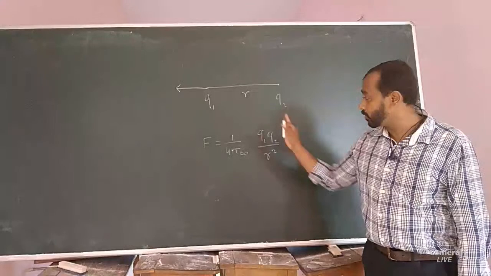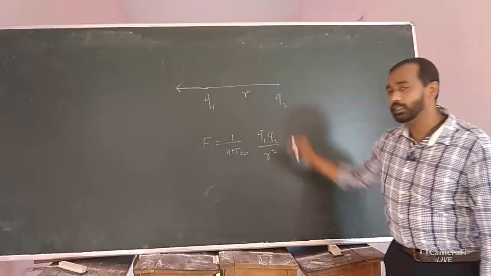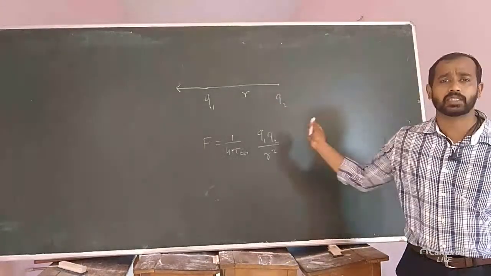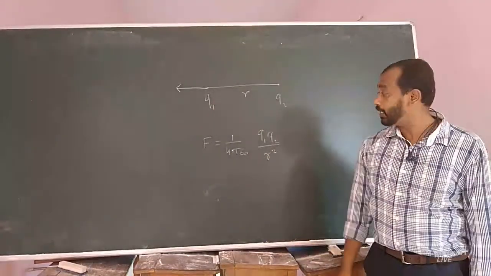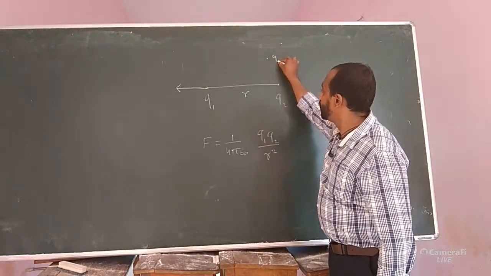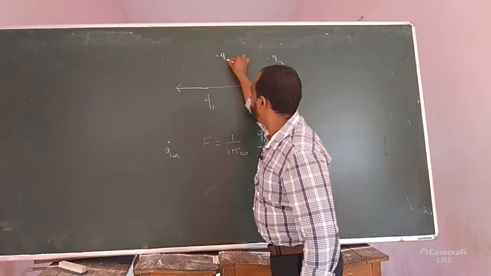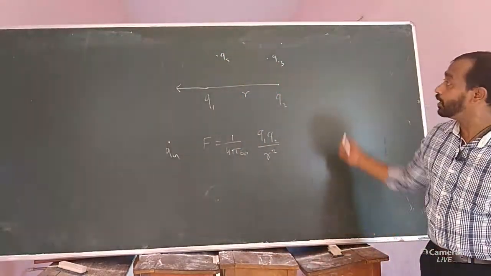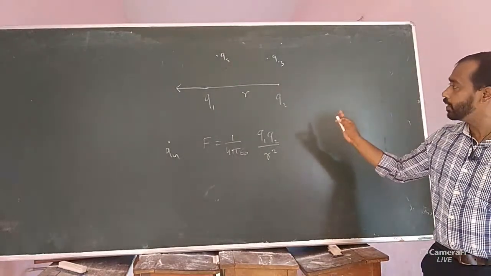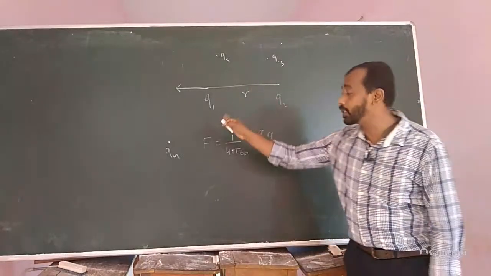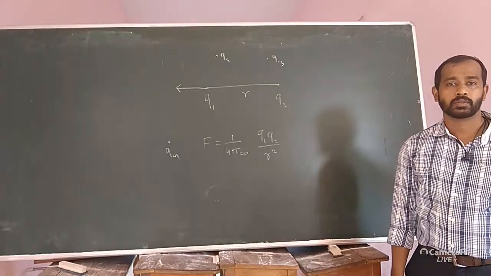Now what we are going to find out is what happens if, instead of only two charges, there are many charges present. What happens to the force acting on the charge Q1? Imagine there is another charge somewhere here, Q3, one more charge Q4, another charge Q5, like this. So multiple charges are present. Can we use Coulomb's law in this case also? That's the question. What do you think?